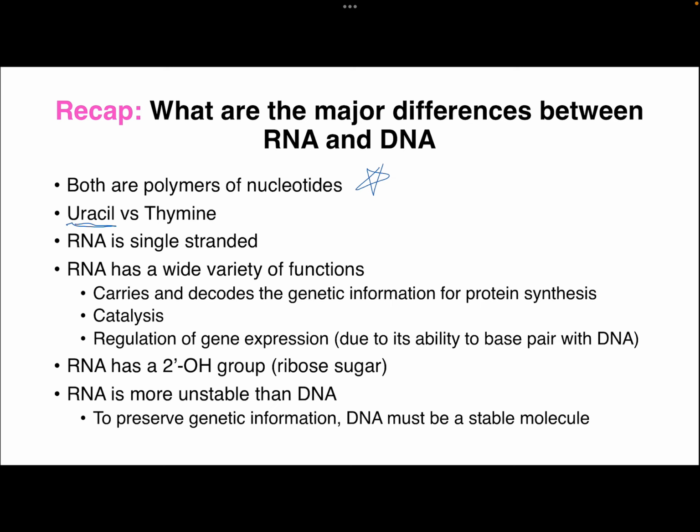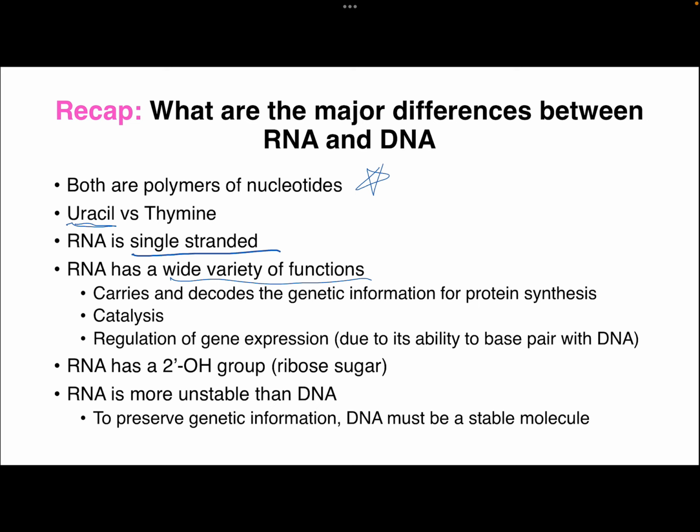RNA is also single-stranded, which is really important because it allows the RNA to be able to adopt a variety of structures that allow it to carry out a wide variety of functions. So RNA is involved in carrying and decoding the genetic information during protein synthesis. It's involved in catalysis, and it also plays roles in regulating gene expression. And this is possible because RNA is able to base pair with DNA, and it's also able to base pair with other RNA molecules. And that allows it to play this regulatory role during gene expression.